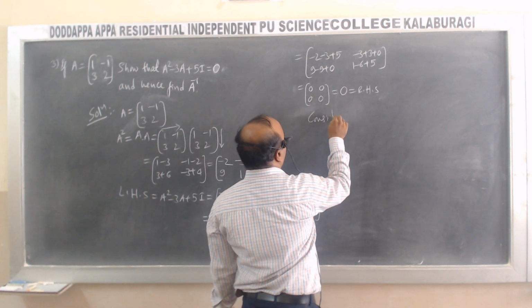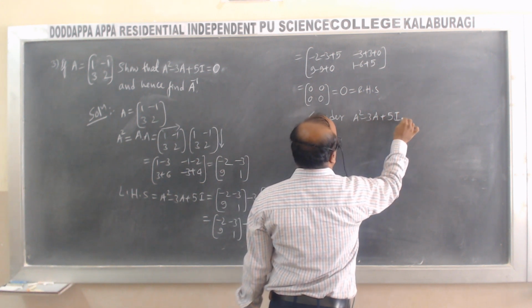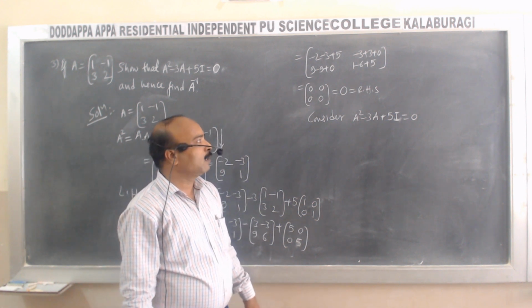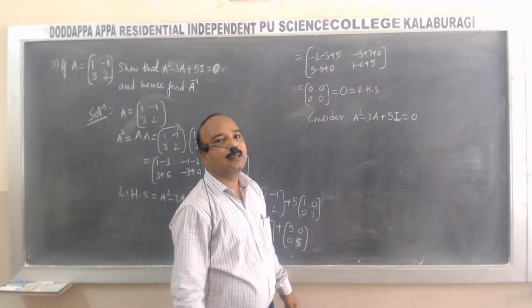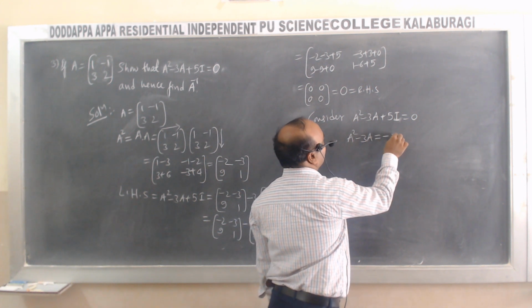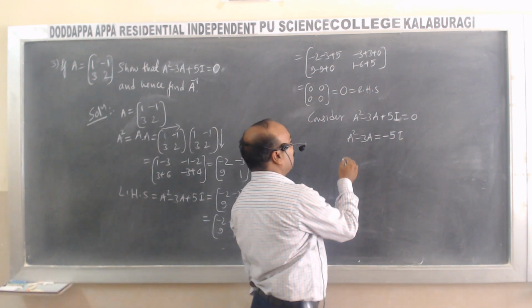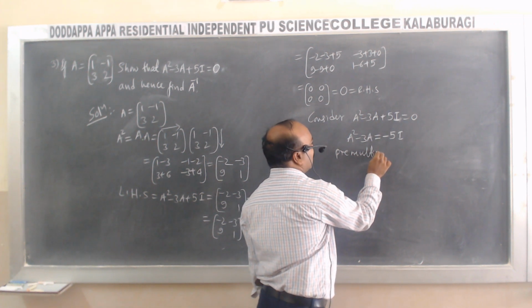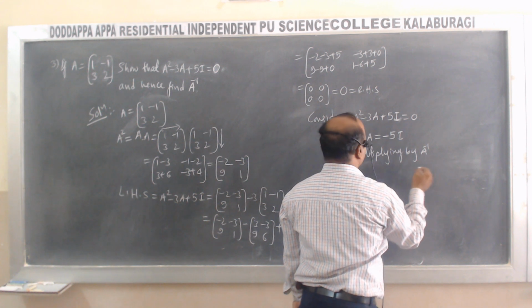For that we consider A squared minus 3A plus 5I equal to 0. Here the identity matrix is multiplied by constant 5. Similar to the previous example, we shift that to the right hand side. Then we get A squared minus 3A equal to minus 5I. Now again we pre-multiply by A inverse on both sides.